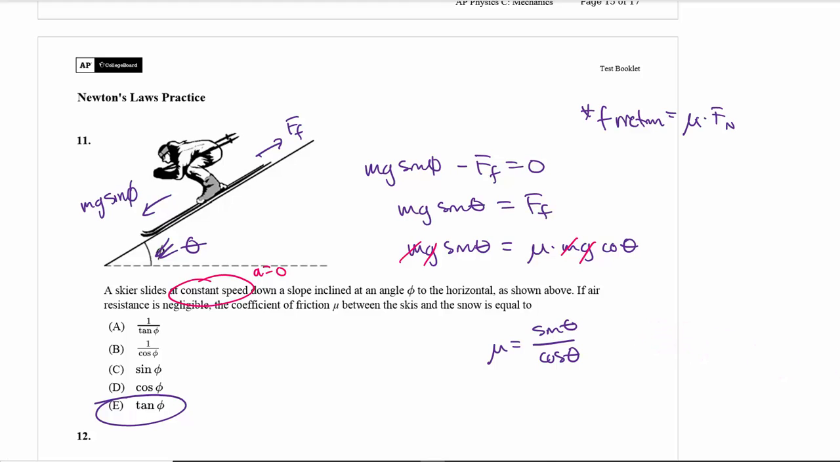Now that kind of wraps up all the problems that involve inclines on this problem set, so I think I'm going to wrap up the video there in a little less than 15 minutes.